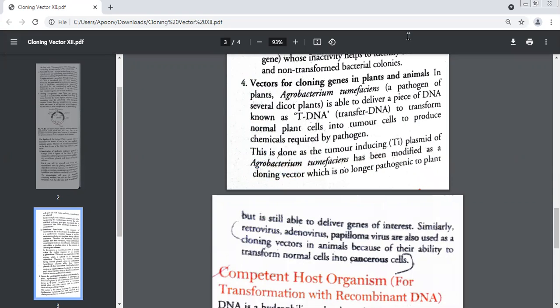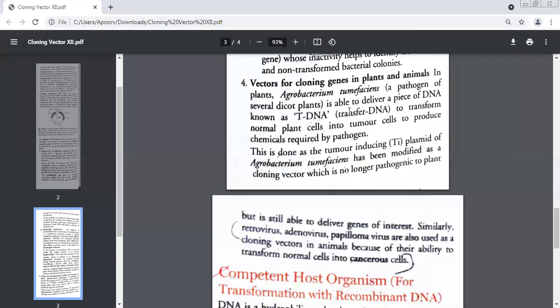So in plants, we are basically using a plasmid of Agrobacterium tumefaciens. We have modified it a little. What modification have we done? In normal cases, it is pathogenic and harmful for the plants. Why is it harmful? Because once it enters, it changes the cells into tumor cells. And then these tumor cells start producing chemicals, because these chemicals are required by the pathogen to remain alive. So this is a very smart pathogen.